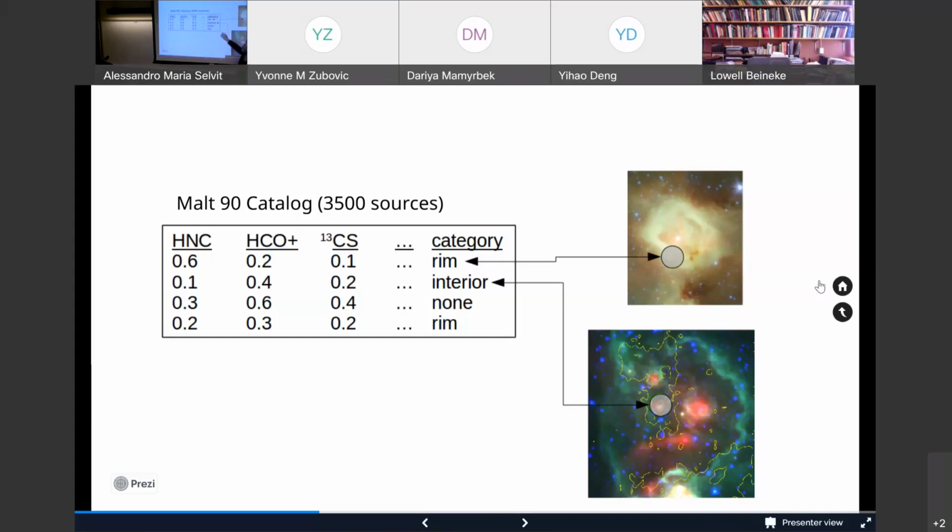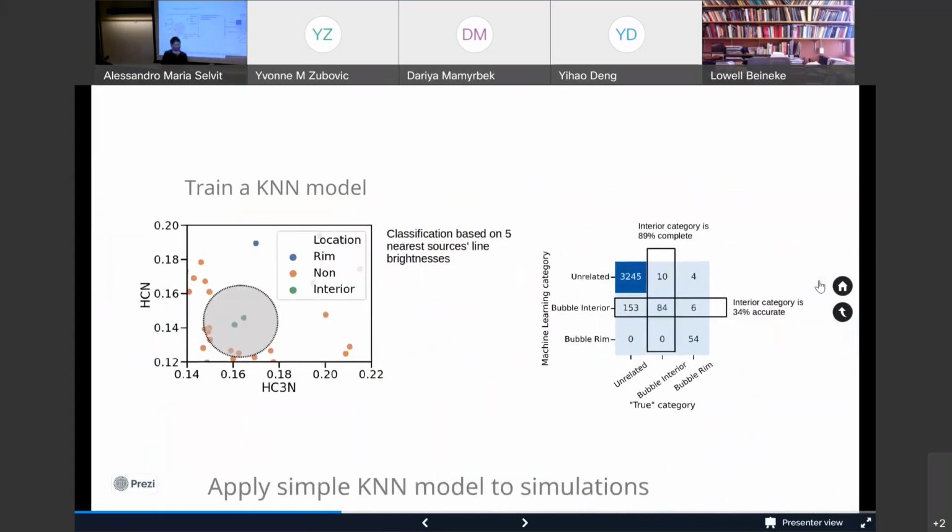Well, okay, so we first developed a simple nearest neighbor model, which took the molecular line strengths, and our goal was to be able to predict whether, based on the molecular line strengths, we could correctly predict if the source was associated with the rim of a bubble, associated with the interior of a bubble, or not associated with a bubble.